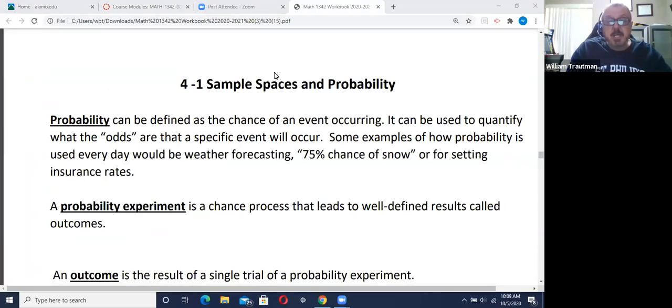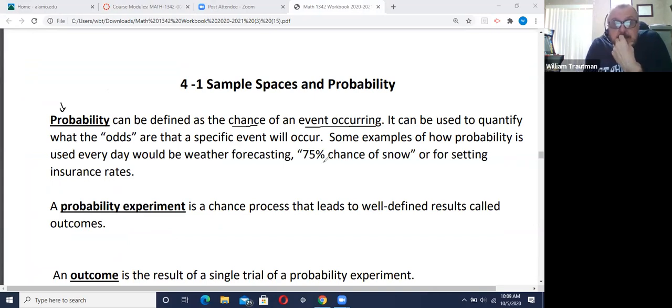All right, welcome everybody. This is section 4.1. It's called Sample Spaces and Probability. Probability, if you read the paragraph right here, it says it's the chance of something occurring. You know, what's the chance of something happening, occurring?